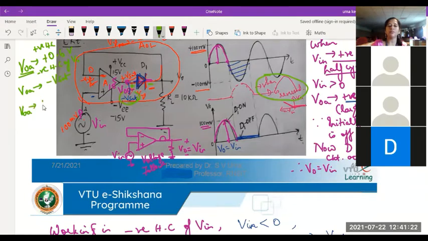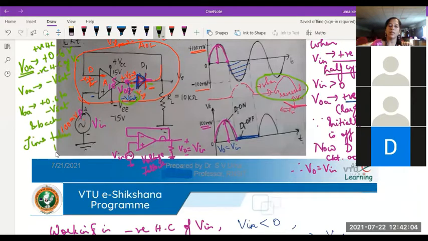VOA has to change from plus 0.6 to minus Vsat, and back from minus Vsat to plus 0.6, for every half cycle of the input. So whenever the input goes to the positive half cycle, the output of the op-amp, which was at minus Vsat, will have to shift to plus 0.6 volts, or a positive value. And whenever it is going from positive to negative half cycle, the output would change from 0.6 to minus Vsat.